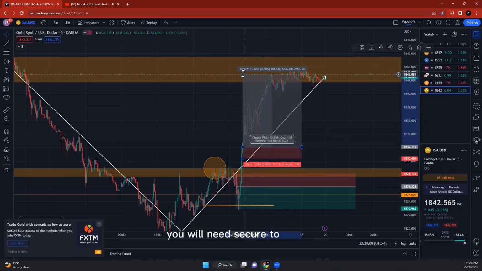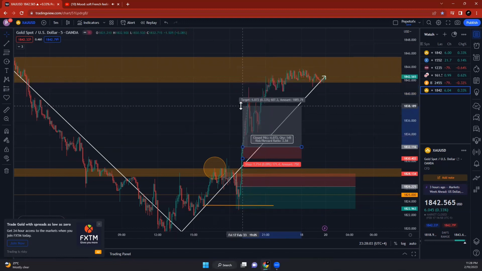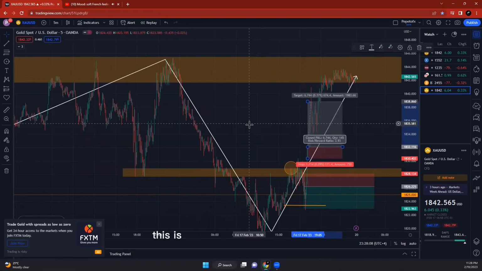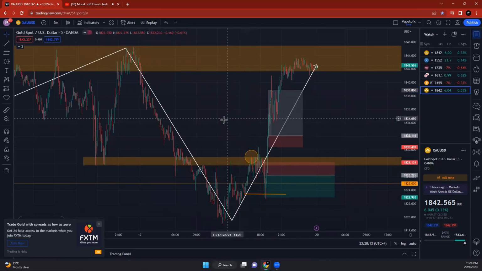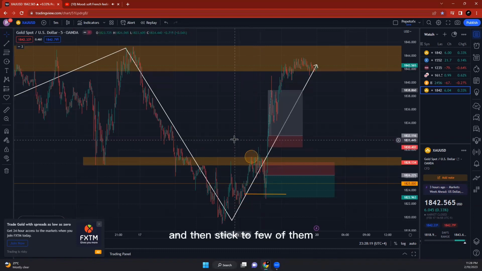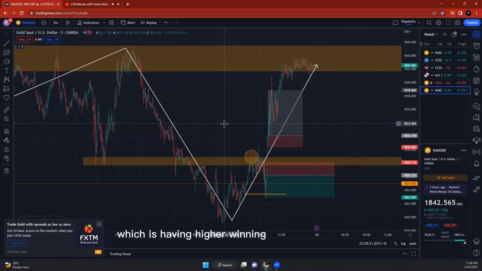You will need to secure 1 to 3, 1 to 5, whatever level you see on the left side. Okay, so this is what I look at in the market. Now, how to get used to it: you need to generalize your trades to have a lot of patterns in your journey, and then stick to a few of them, which have a higher winning rate and probability. I hope it is clear.